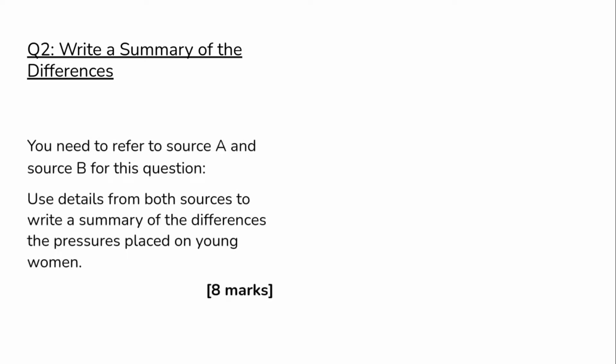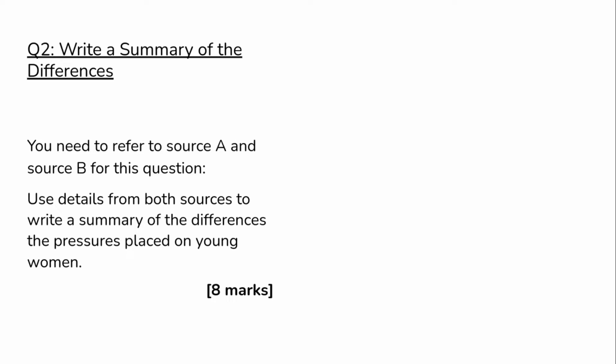Question number 2, a summary of the differences. Now, this is a question that is often not done very well. It's worth 8 marks, so it doesn't seem like it's all that important. But if you do this properly, it will set you up for question 4 quite well. You need to refer to both sources in order to do this question, because it is a summary of the differences. As I mentioned before, it may be similarities, but more often than not, it will be about how they differ.